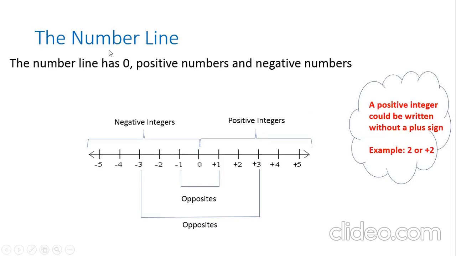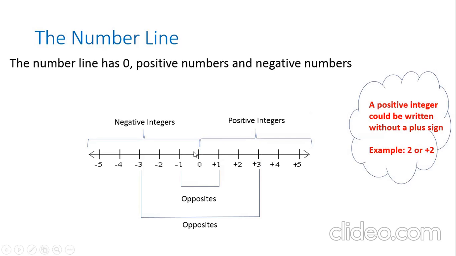The number line: we can represent integers on the number line. So we notice that the number line has 0 in the middle, and it goes to -infinity from the side of the negative integers and to +infinity from the side of the positive integers.